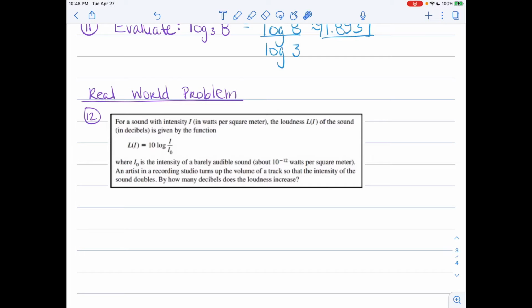The last thing that we're going to do today is a real world problem. We'll call this problem number 12, and you should take your glue in and put it right here. This is going to talk about sound.